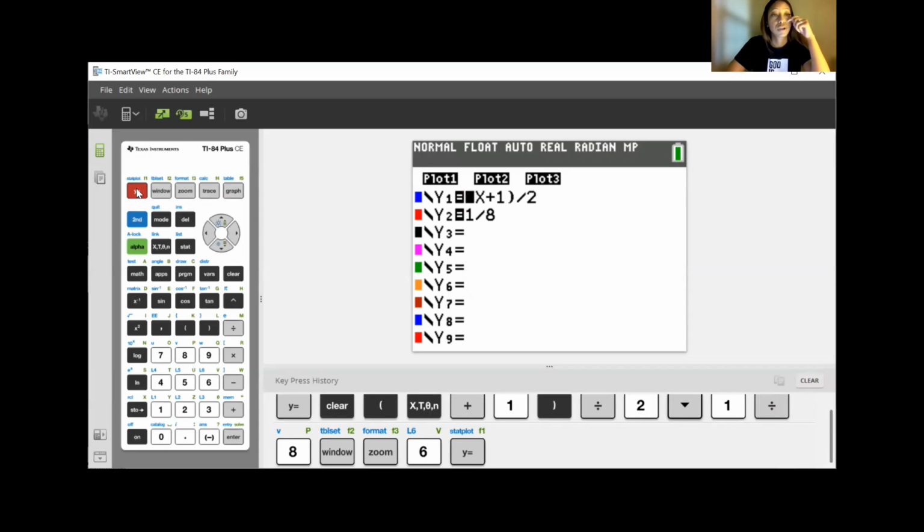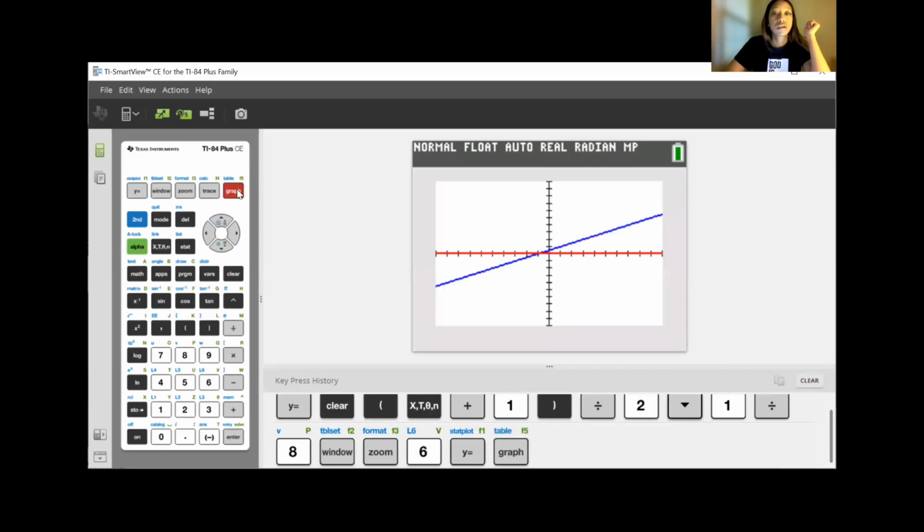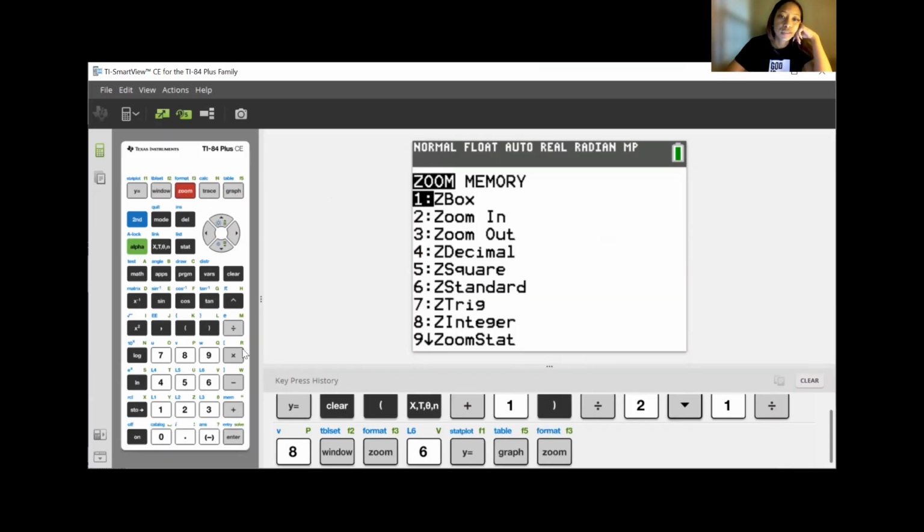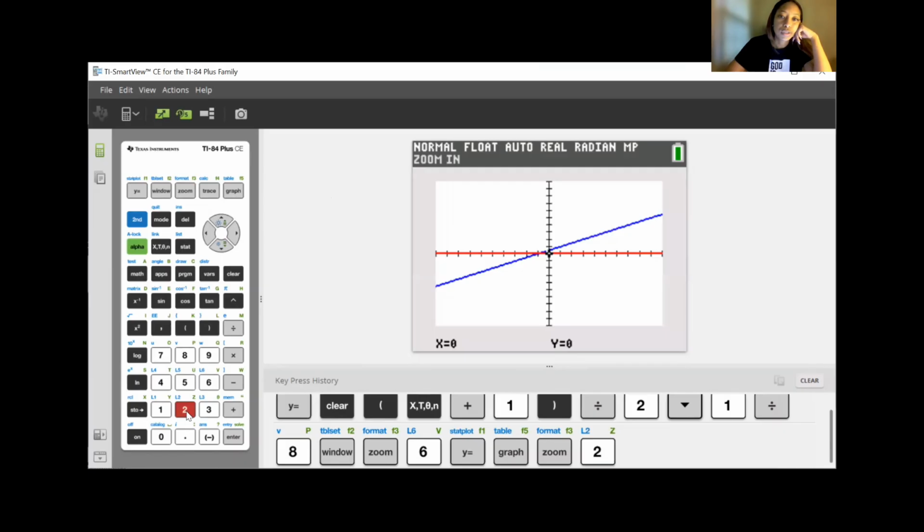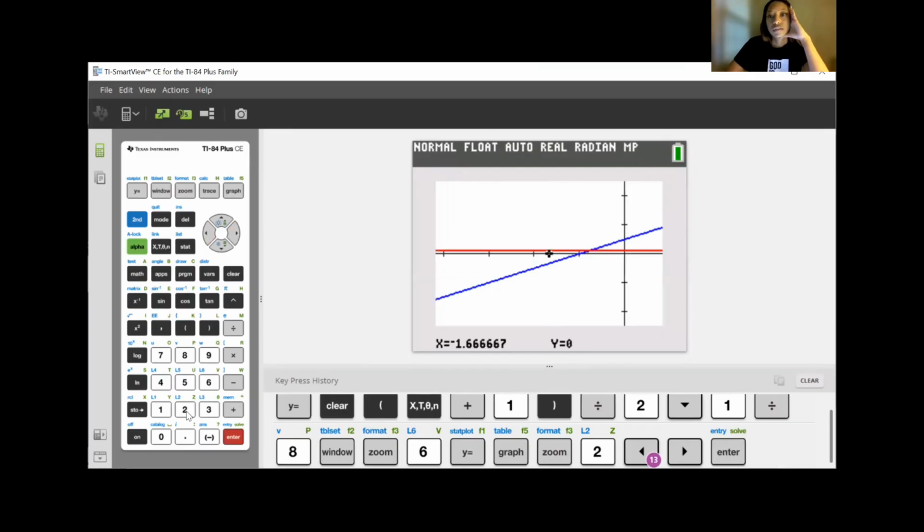All right, go back to my graph. We can see that there's an intersection point happening here. If you want to zoom in more on it, you can zoom in. Let's see, zoom 2. I'm going to use my arrow to move over and then hit enter. We can see that's going to be a negative decimal.